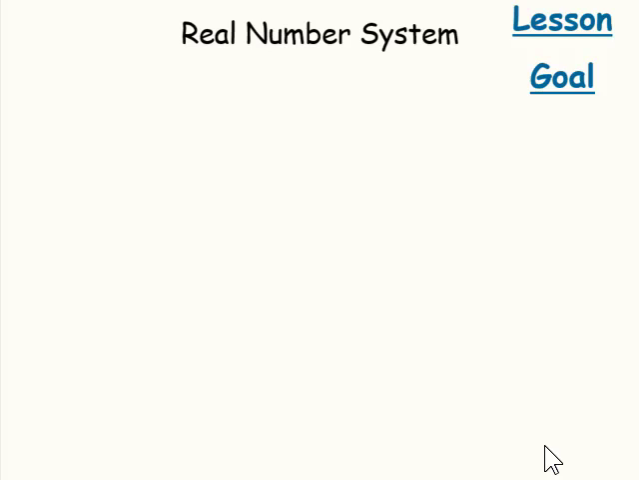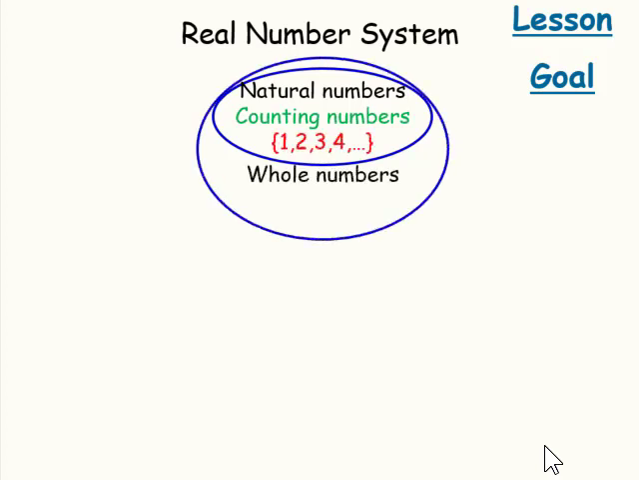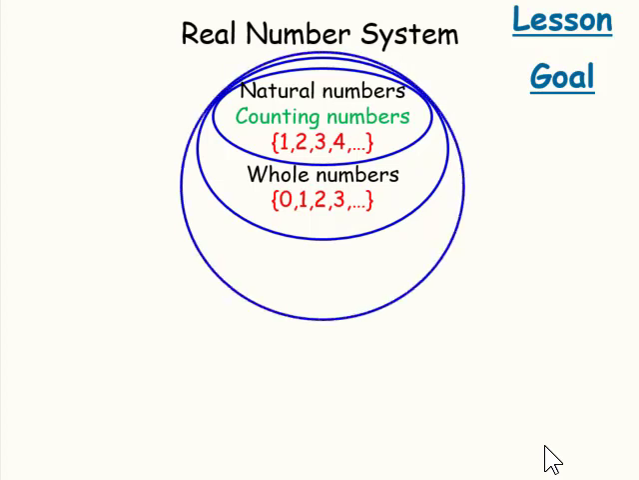In our learning goal, we'll be dealing with the real number system. Remember, natural numbers are our counting numbers, 1, 2, 3, 4, 5, and so on. Whole numbers are our natural numbers plus the number 0. Those numbers go 0, 1, 2, 3, 4, and so on.